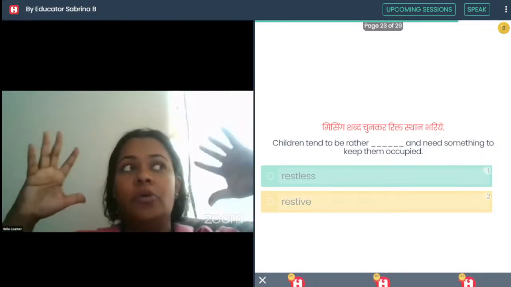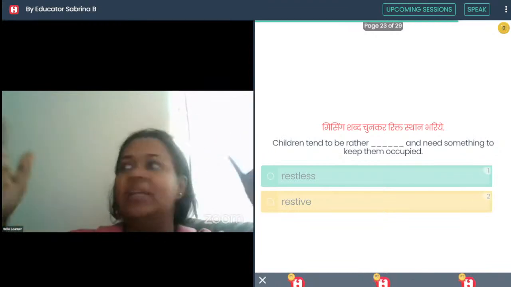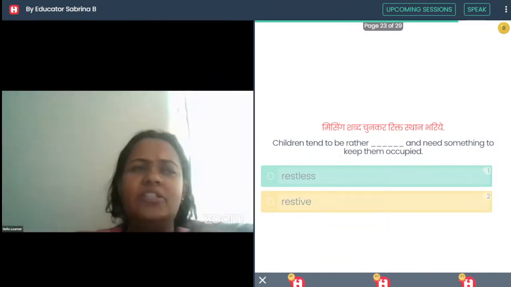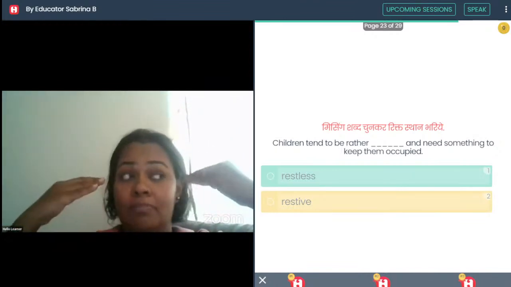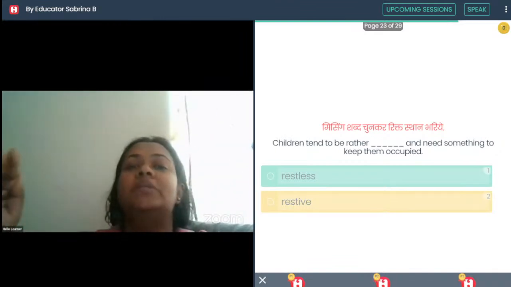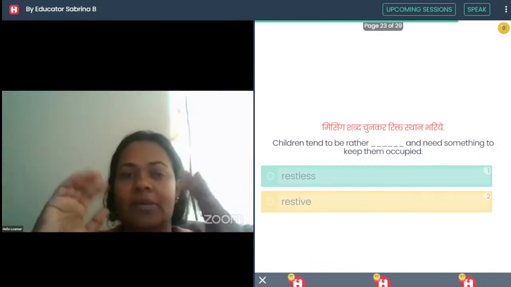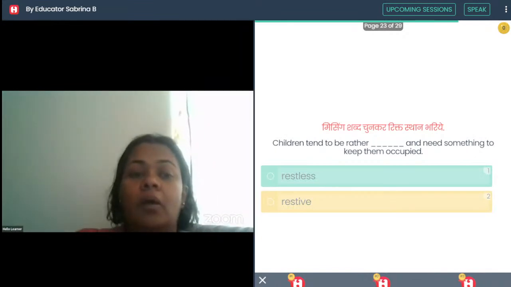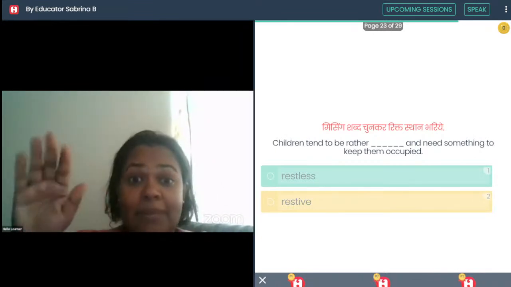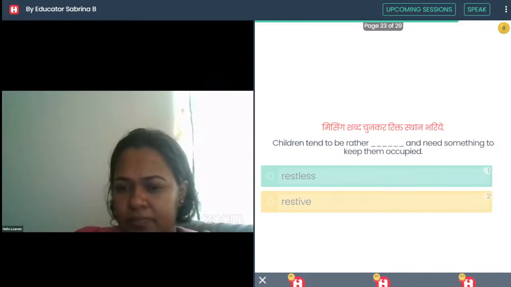Restive is basically about somebody who is also not calm, but not mentally, rather physically, like very naughty, very jumping. The children are jumping up and down. So you use the word restive. The word restless comes in when you're mentally not in peace. So that is the difference here. Both of them actually mean similar things, but here we're talking about the word restless because we need them to be occupied with something. Okay, clear? Got the difference? Yeah, ma'am. Yes, ma'am.